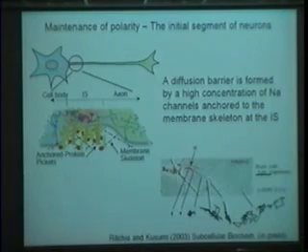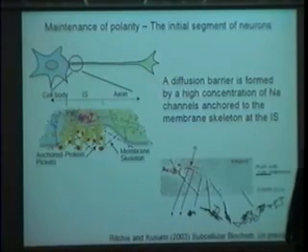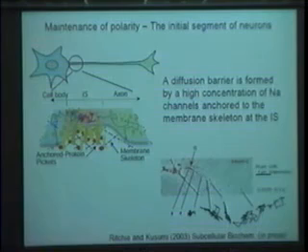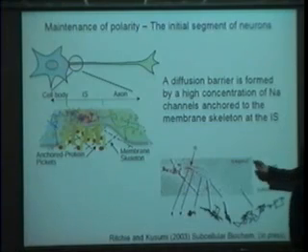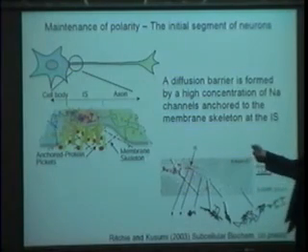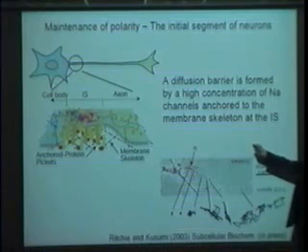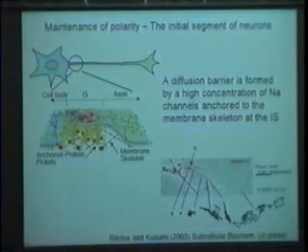And this is another area where this model has, I think, explained something very well. Looking at polarity, maintenance of polarity at the initial segment in a neuron. This is a neuron cell. This is the axon. This is the cell body. There's an area here called the initial segment that divides these two parts. And the neuron wants to keep certain molecules in this end and certain molecules in this end and not really mix them.